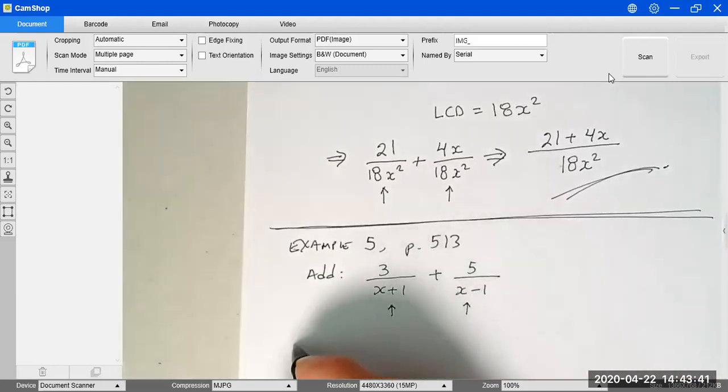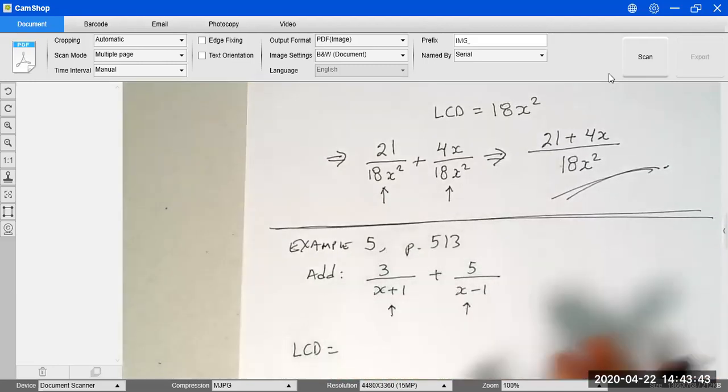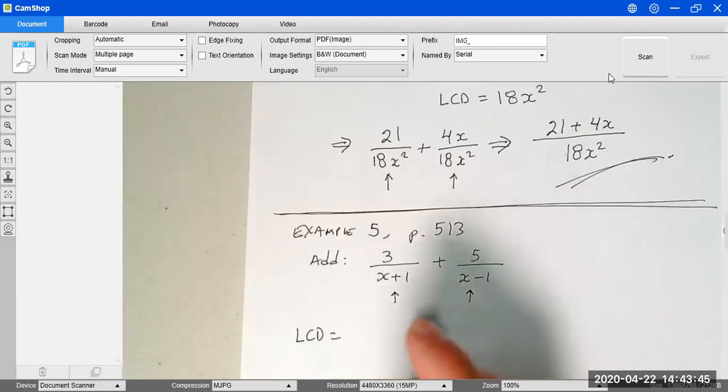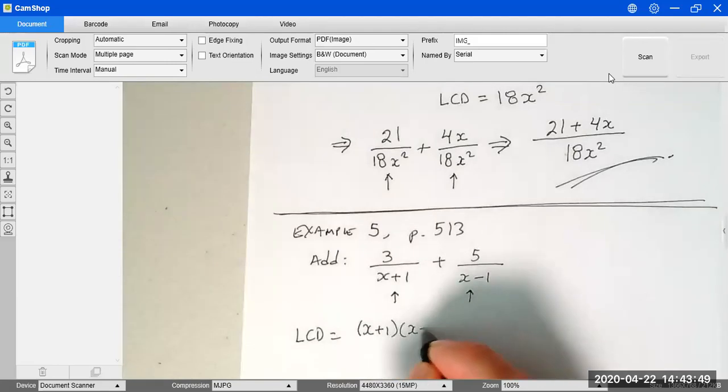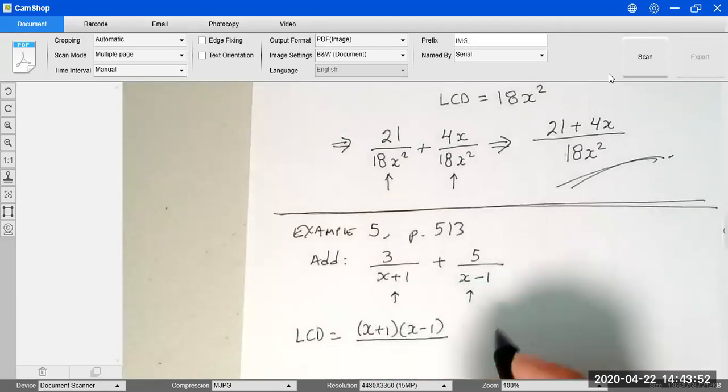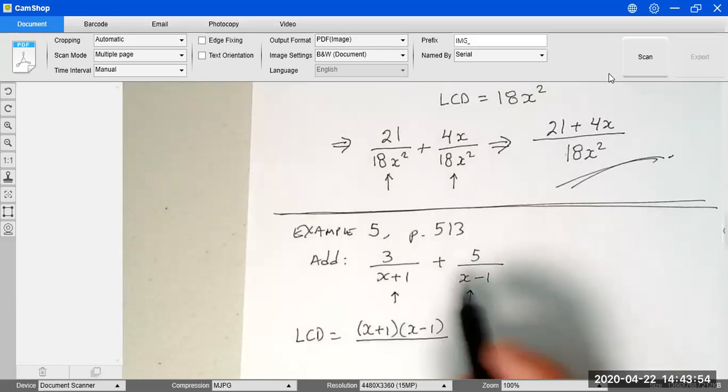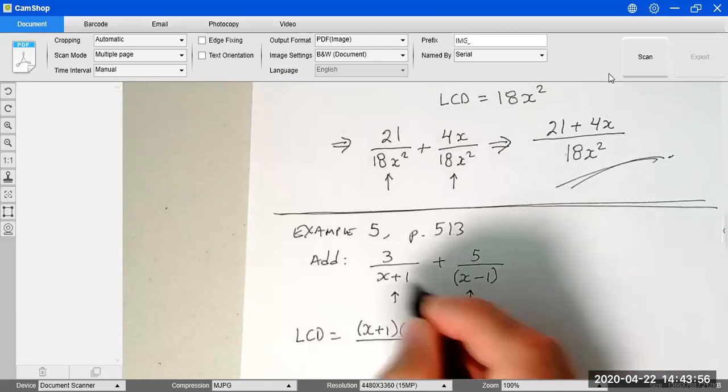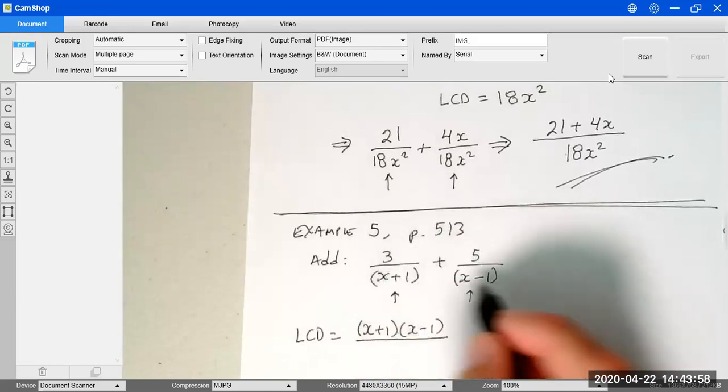So the least common denominator is going to be the product of these denominators, so x plus 1 times x minus 1, over the greatest common factor of these two. What is the greatest common factor of these two?